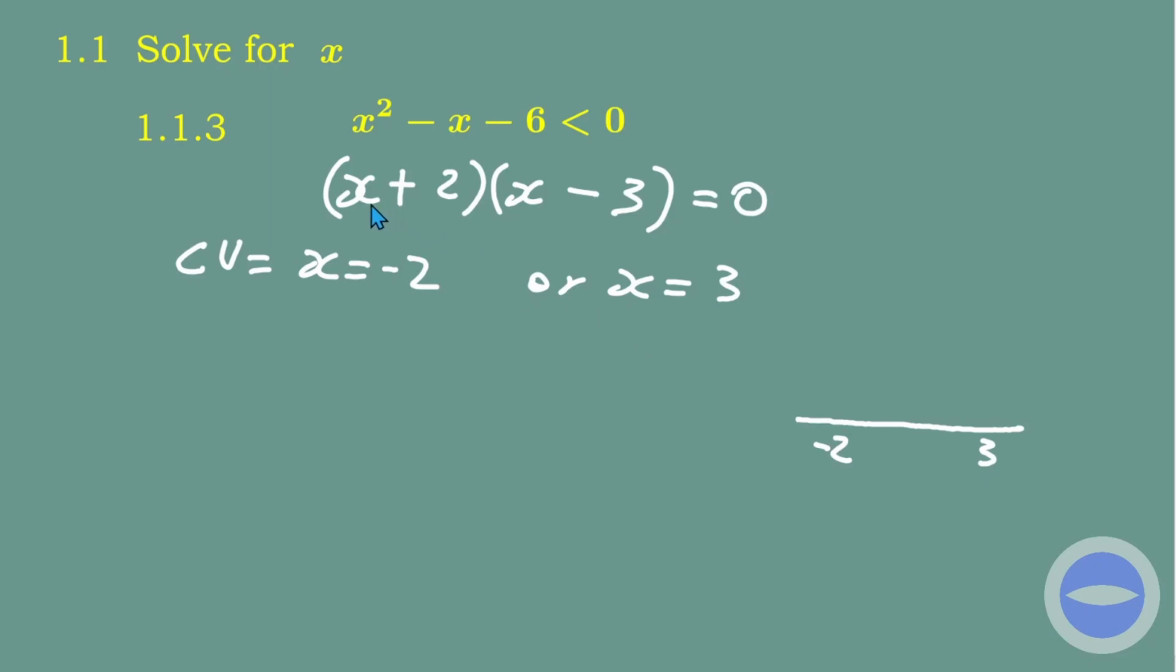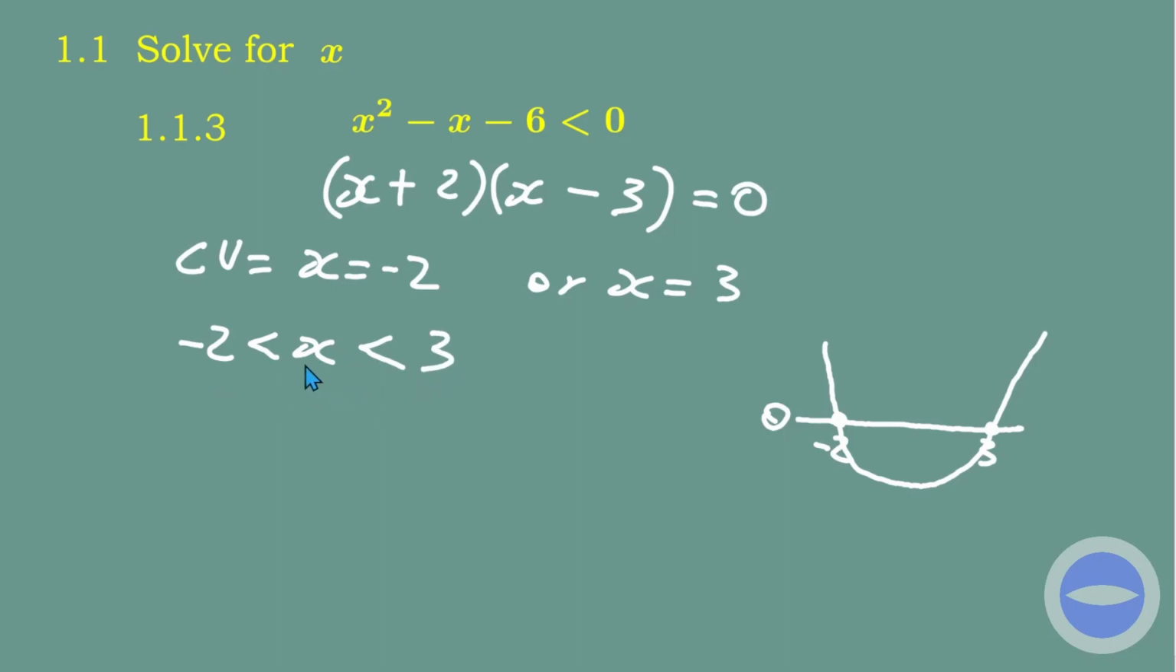My function is smiling because the value of a here is greater than 0. So my function goes like this, passes at negative 2, and then moves back, passes at 3. I have to find where the function is less than 0, because this here is 0. So it's less than 0 underneath here. From here until here, this is where my function is less than 0. So my answer will be negative 2 is less than x, less than 3.